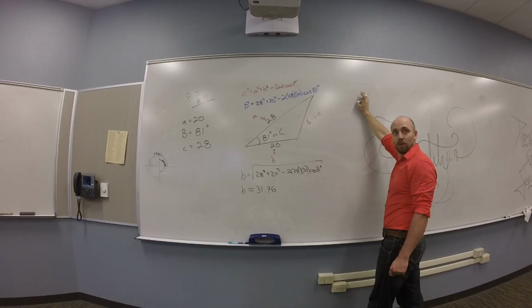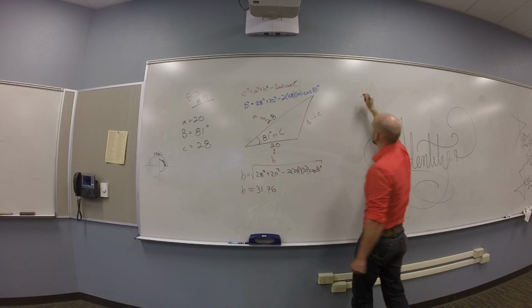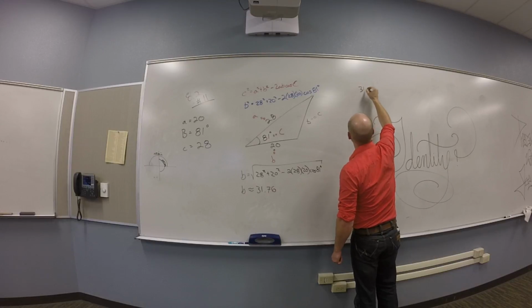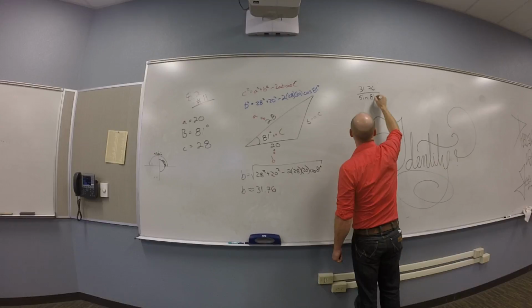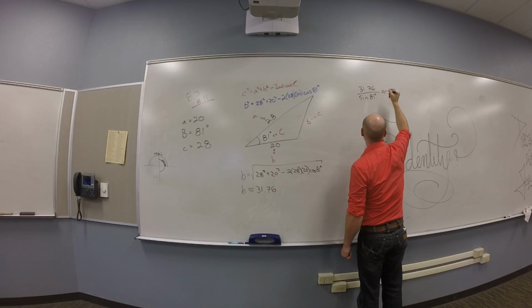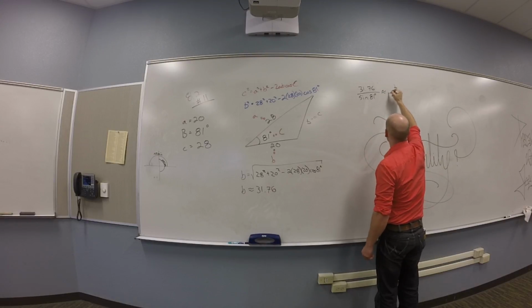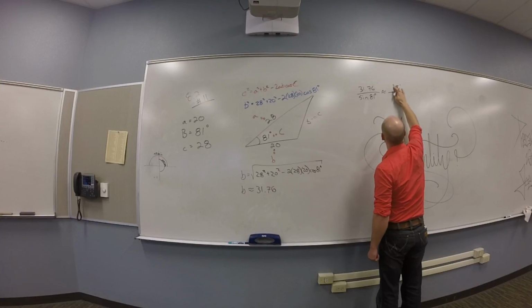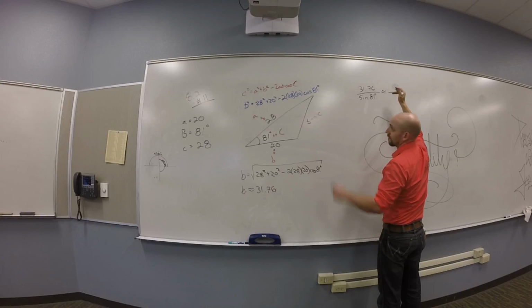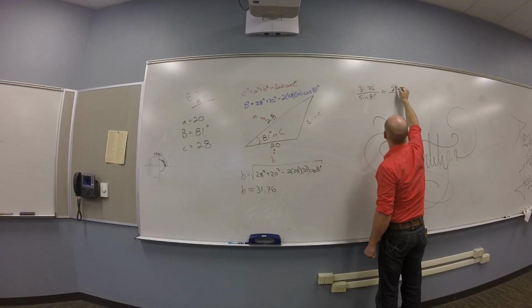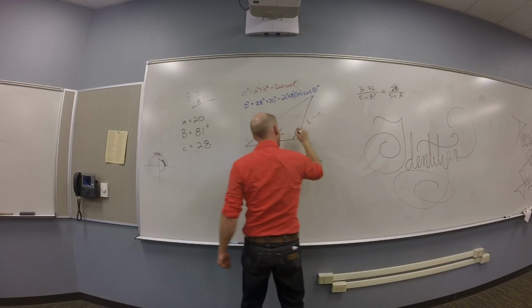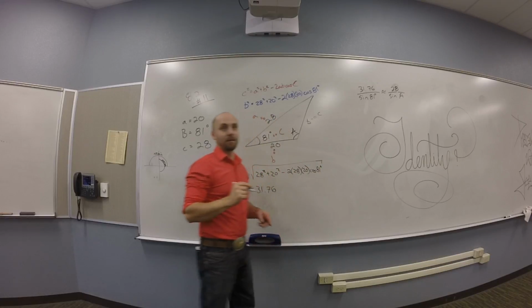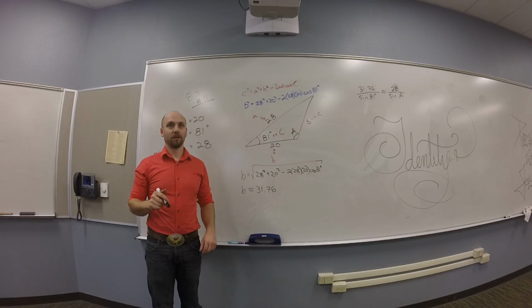So you can do 31.76 over sine of 81 equals 28 over sine of A. Wait, not b. Probably not b, so 28 over sine of A, and you should put an A label right here. That's what's confusing me. You guys all good with that?